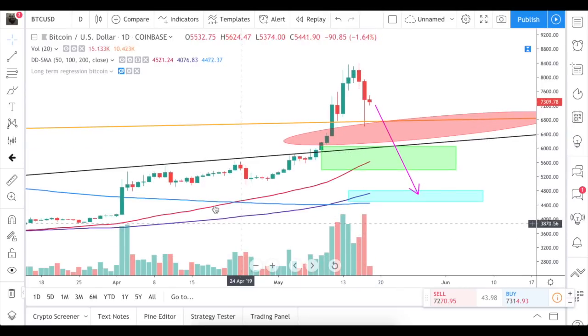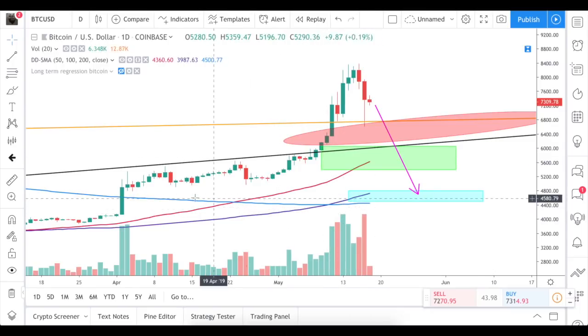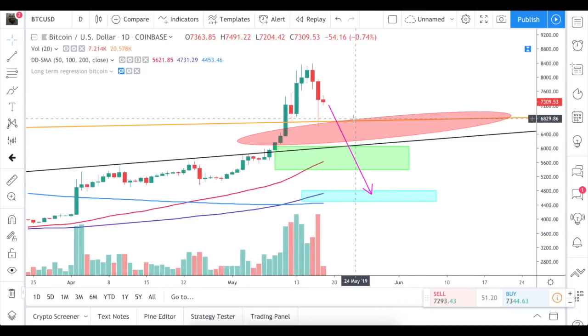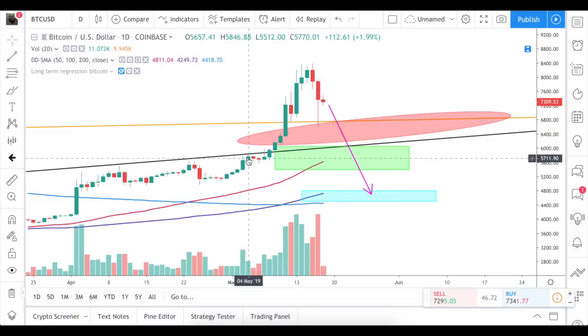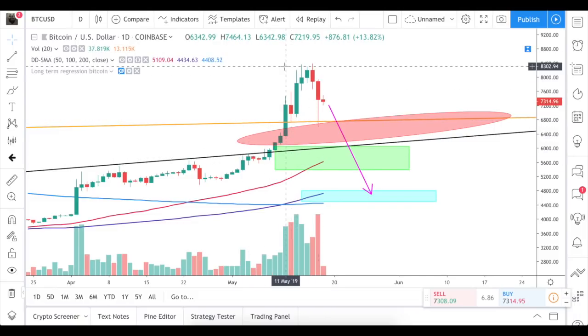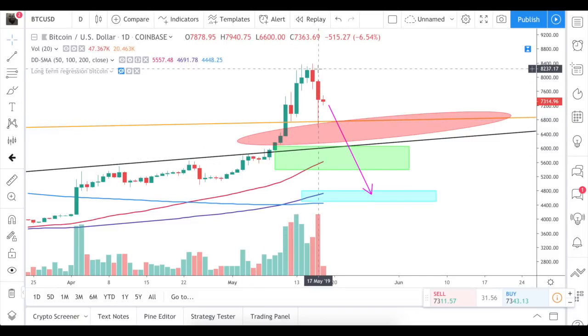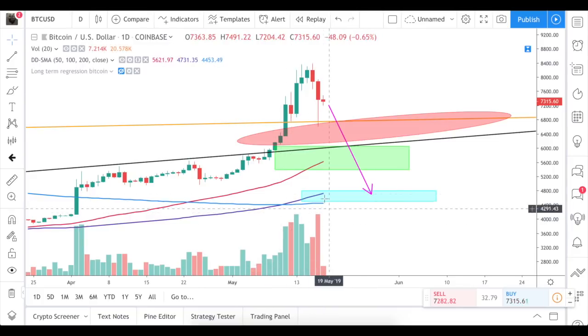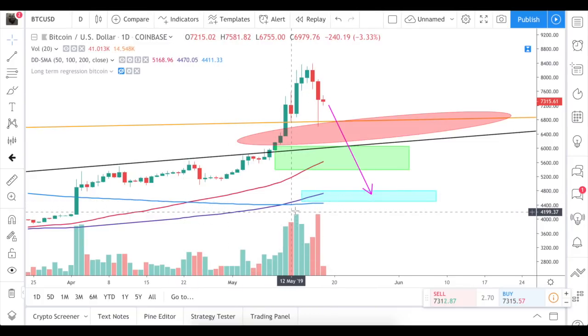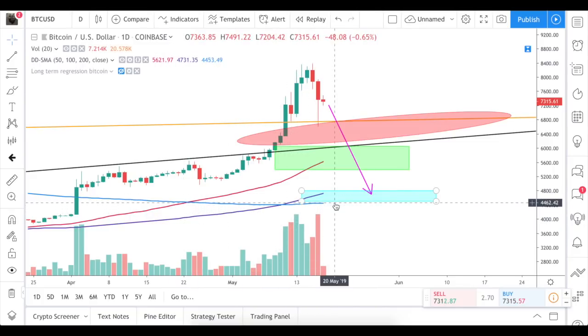But when you have these golden crosses and this first rally, especially after you see this parabolic behavior, you would expect that the price may return to the area where we had the first or second golden cross. Probably the second one, because it's the most powerful one. And this is the area of around $4,500.